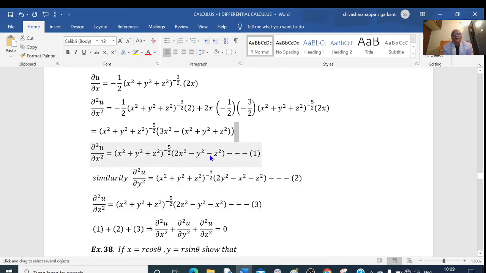See, 2x² minus x² is 1x². 1x² minus x² is 0. Similarly, minus y² plus 2y² is 1y². 1y² minus y² is 0. Minus z² minus z² is minus 2z². Minus 2z² plus 2z² is equal to 0. So, what I am getting here is (x² + y² + z²)^(−5/2) into 0, which is nothing but 0. Okay.